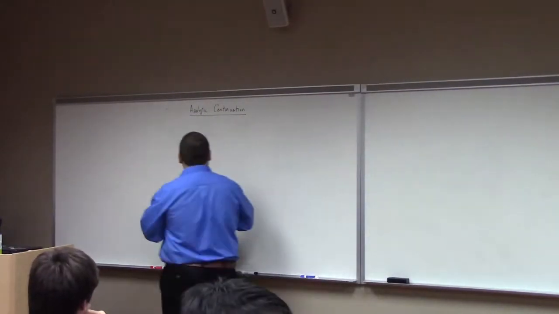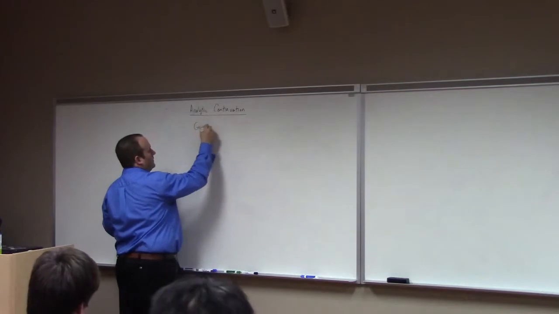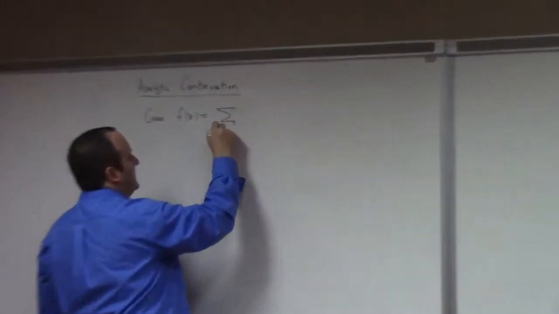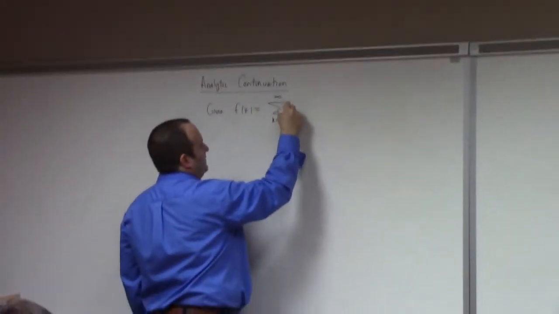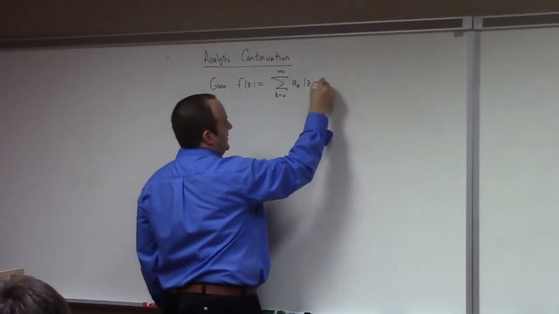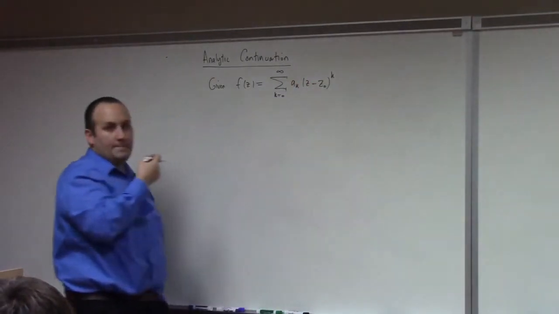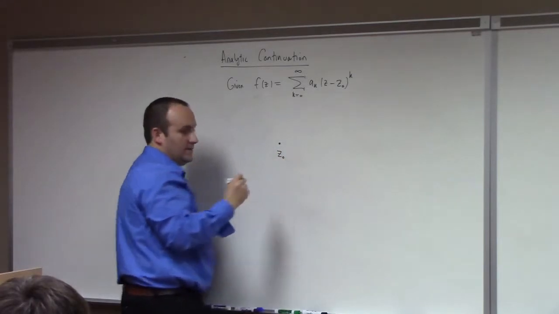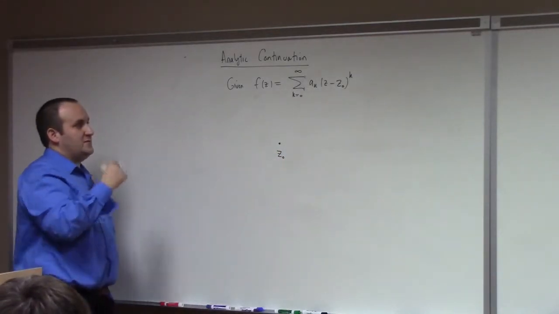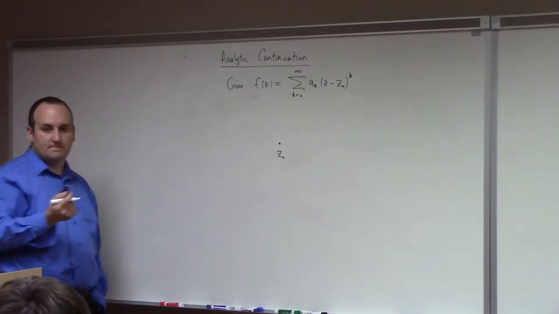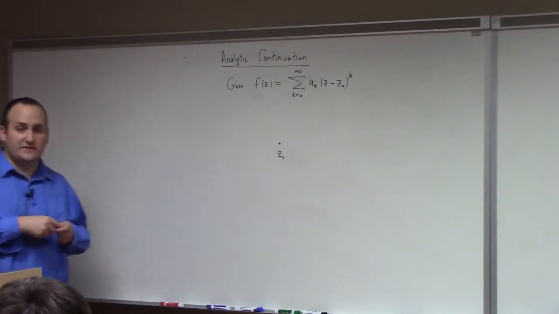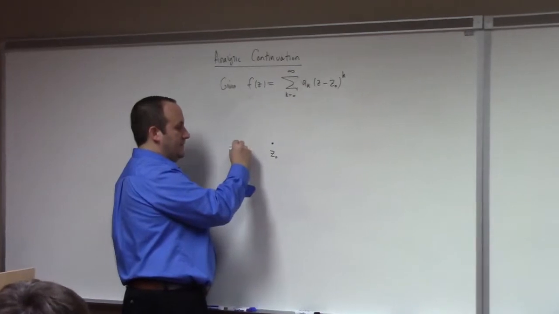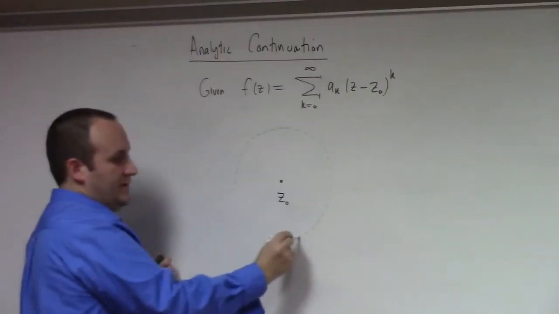So the basic idea is something like this. Given f of z equals the sum, say k equals 0 to infinity, of a sub k times (z minus z naught) to the k. So you start at some point, z naught, right? What's the domain of such a function? We've proved this. Again, I'm defining the function by the series, to be clear. We know what it is, right? It's some kind of disk, right?